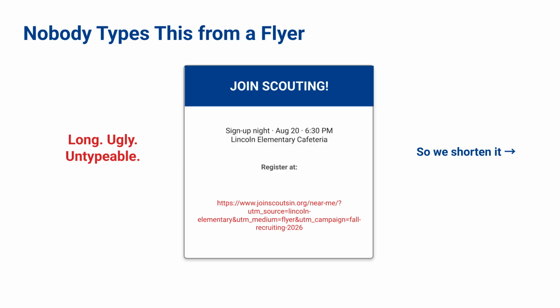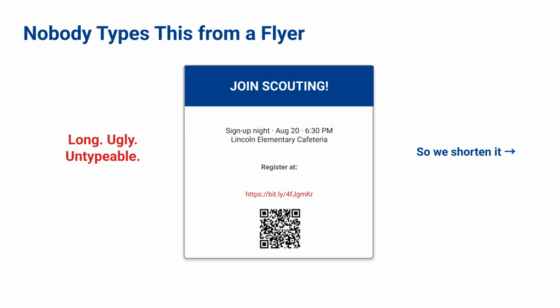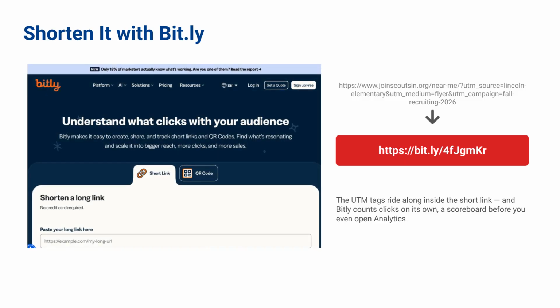Here's the problem. That UTM tagged link is long and ugly, and no parent is typing it off a printed flyer. So we shorten it using a tool that combines link shortening and click tracking. We can even add a QR code to speed things along. Visit bit.ly to set up a free account so you can keep your data.